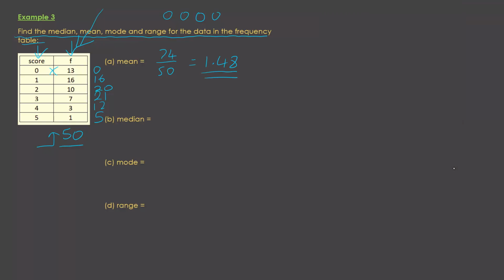The median is the middle value of an ordered list. Our data in the table is an ordered list. Now we have 50 pieces of data. So if we use n plus 1 divided by 2, 50 plus 1 divided by 2, 51 divided by 2 is 25.5. That means we want to find the 25th and 26th pieces of data.